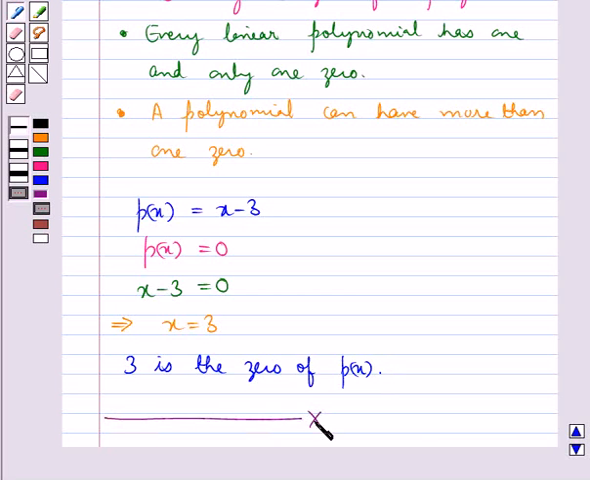This completes the session. Hope you have understood the concept of polynomials in one variable and how we find the zeros of a polynomial.